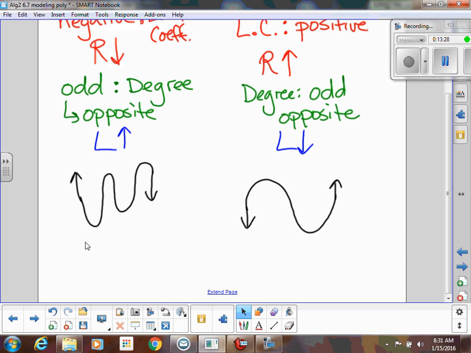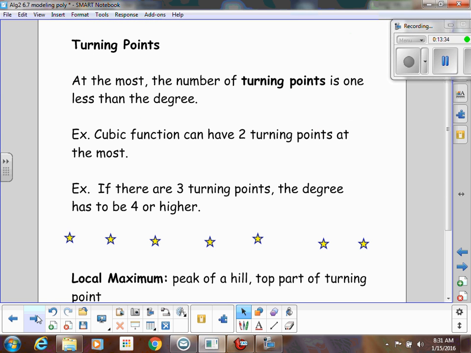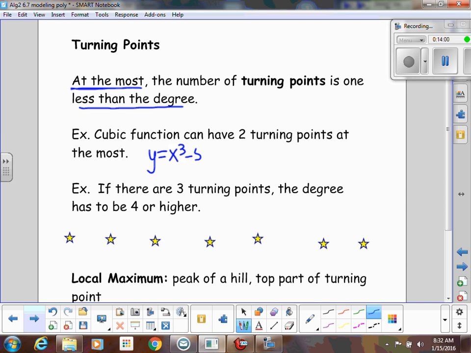Okay, so that's one way to help us identify the graphs of polynomials. The other way is the turning points. And that's what I was talking about, the hills and the valleys. So when we want to talk about how many bumps do we have in the middle, these are called turning points. And the number of turning points is at most, so this is very important, this word right here, at most, 1 less than the degree. So for example, if I have a cubic function, let's say y equals x cubed minus 5x, a cubic function can have 2 turning points at the most.